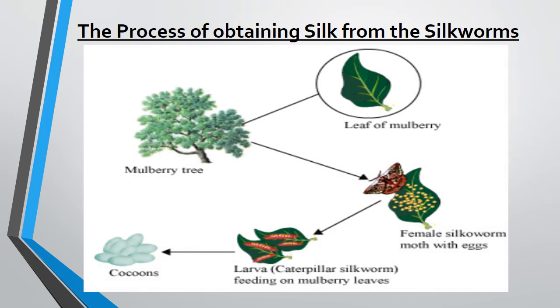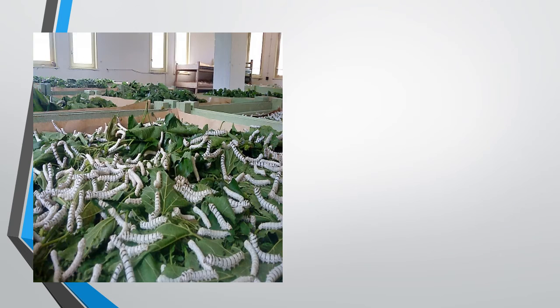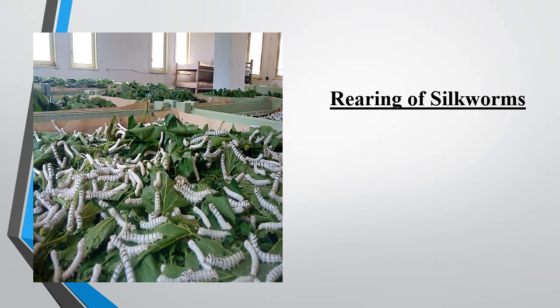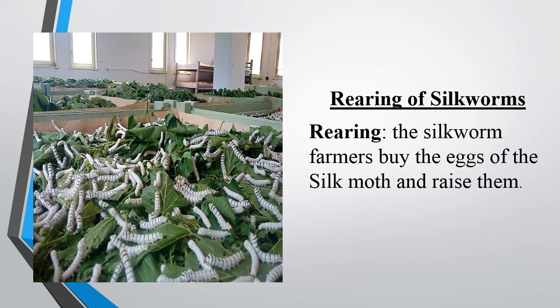Process of obtaining the silk. The rearing of silkworm, that is obtaining the silk from cocoon. The cocoons are collected and boiled in water. Rearing means the silkworm farmers will buy the eggs of the silk moth and raise them. As we studied, the larvae feed on the mulberry leaves for 3 to 4 weeks.